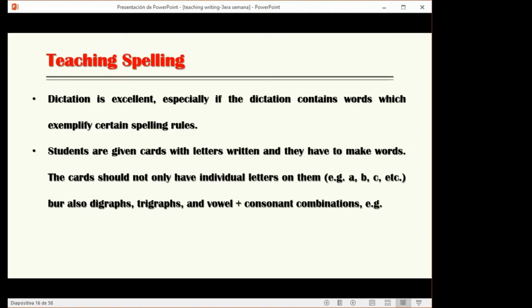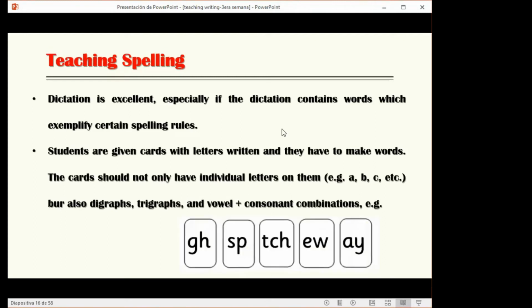But remember, not just one letter, maybe 2 or 3. That's why here it says digraphs or trigraphs. Could be vowels, consonants, or a combination of vowel and consonant. So notice here, they are going to write the word, to complete the word with the given letters. All right. Here you have some examples.